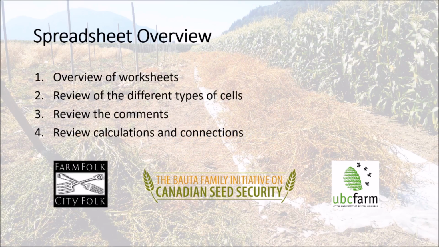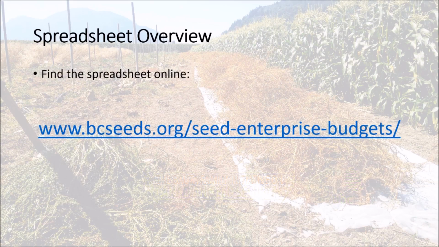So this screencast tutorial is going to present an overview of the spreadsheet just to start, and we're going to cover an overview of the worksheets and how they work within the spreadsheet. We're going to look at the different types of cells you'll come across in the spreadsheet. We're going to review the comments that appear throughout the spreadsheet, and then we're just going to review some of the calculations and connections between the sheets that you may come across as you're going through this enterprise budget.